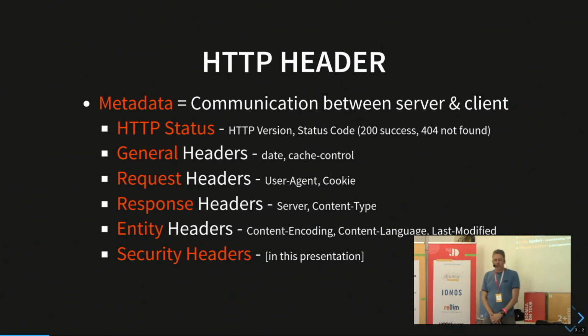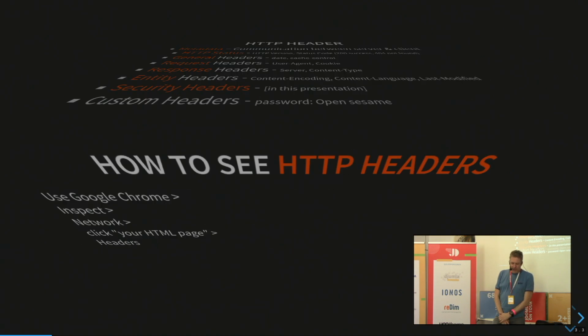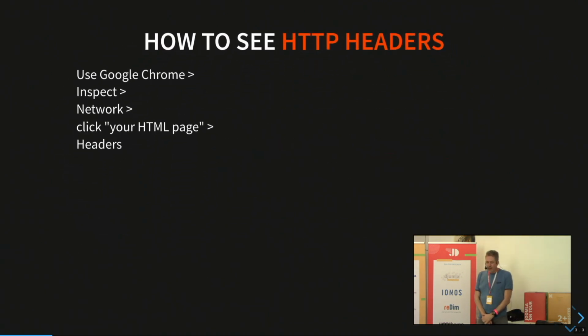And if you want, you can also create your own headers. Your custom headers, for instance, you can communicate a password, Open Sesame, to browsers. It's totally insecure, you should not do it. But you can do everything with this stuff. So if you have Google Chrome, but probably also in Firefox, go to Inspect or press F12, go to Network, and then check your HTML page, and then you can see the headers.